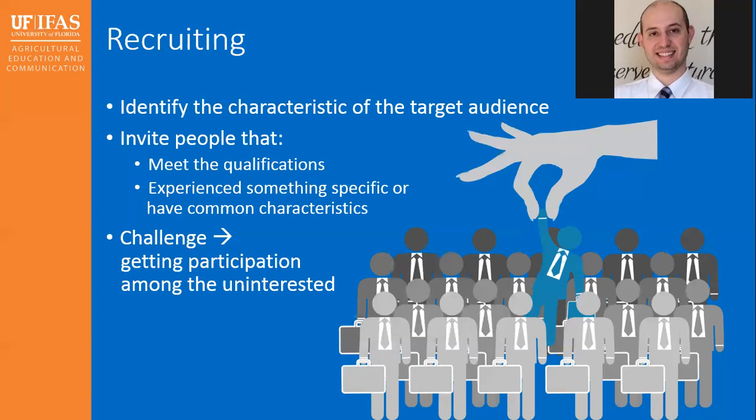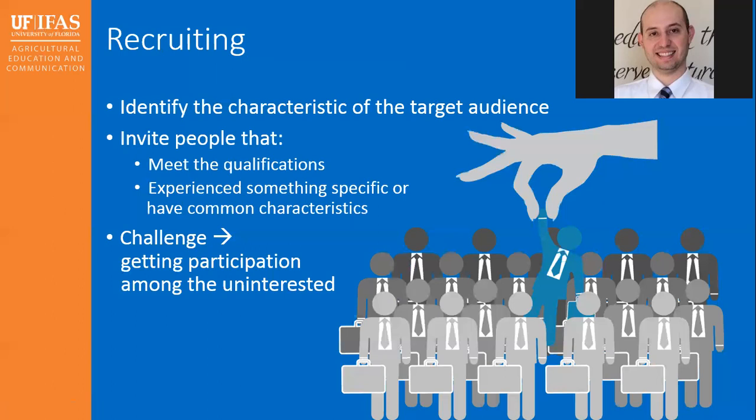When you have your plan and you know the questions that you're going to ask, really the next challenge is finding the right people and getting them to attend the focus group. The first step in this process is to identify as precisely as possible the characteristics of your target audience, which we just mentioned. A basic principle of focus group interviews is that the researcher controls attendance. You don't want to invite people simply because they are interested in attending. You invite people because they meet the screens or qualifications for the study. You invite people who have experienced something specific or who have common characteristics.